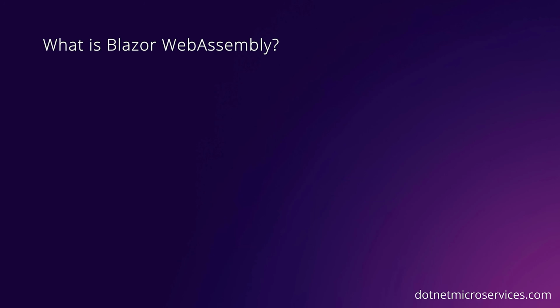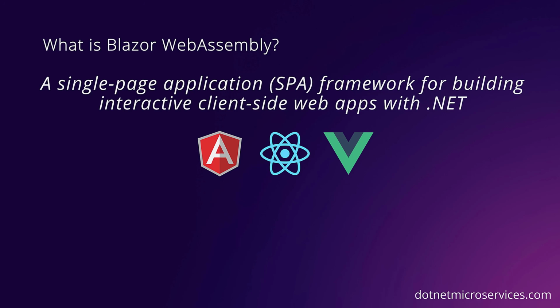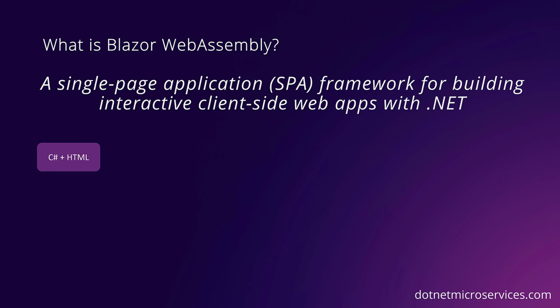That takes us to Blazor WebAssembly, which is a single-page application framework for building interactive client-side web apps with .NET. A single-page application, or SPA, is a kind of web application that dynamically rewrites a single web page in response to user actions, and is something that you can also create with JavaScript-based web UI frameworks like Angular, React, and Vue. Now, with Blazor WebAssembly, you start by creating reusable components using a mix of C# and HTML. These are commonly known as Razor components, and your Blazor application will likely be composed of many of them.